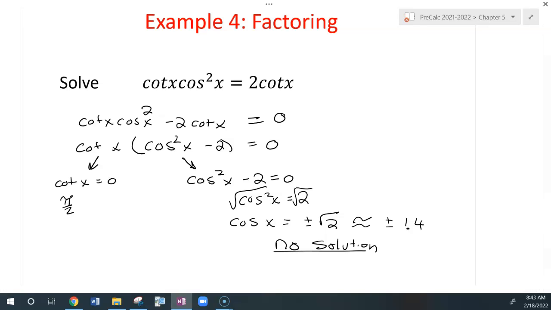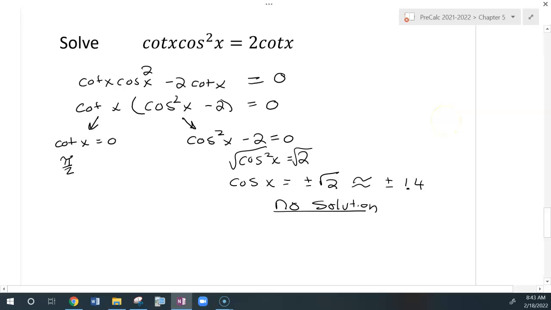But I do have an answer from cotangent x equals 0. We said it was pi over 2. Bear in mind that cotangent also is periodic and repeats. The period is pi. So I'm going to add an n pi to get all of my answers.